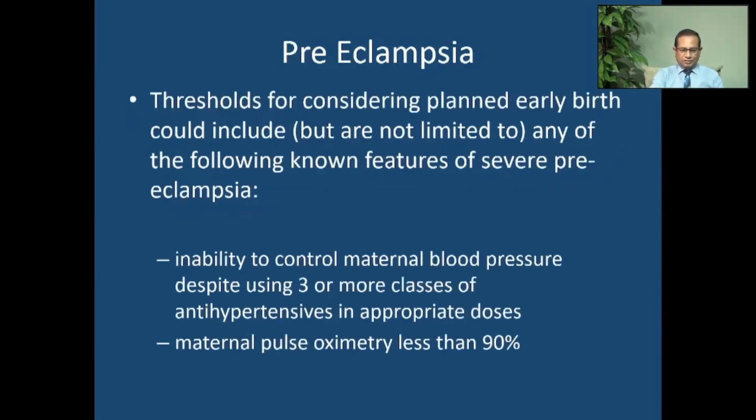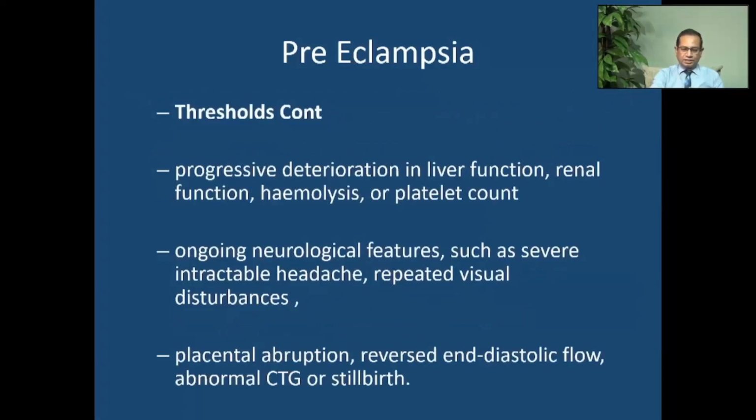When it comes to thresholds for considering planned early birth, they could include, but are not limited to, any of the following known features of severe preeclampsia. That is, inability to control maternal blood pressure despite using 3 or more classes of antihypertensives in appropriate doses. So if you can't control the blood pressure of the mother with three medications at appropriate doses, then it becomes one threshold. And maternal pulse oximetry less than 90%, and progressive deterioration in liver function, renal function, hemolysis or platelet count.